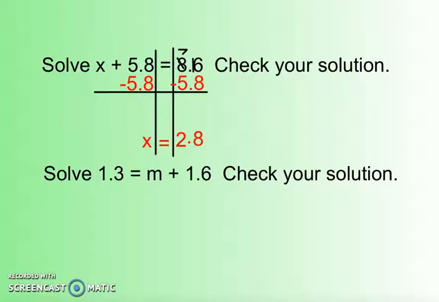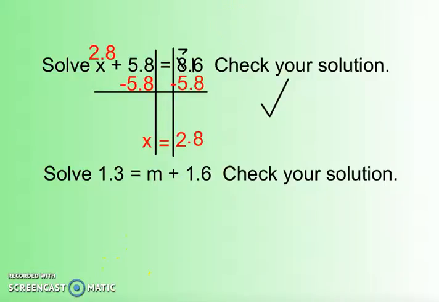Can I check that? Yes. I can actually take this 2.8 and put it back in for the missing number. So I can do 2.8 plus 5.8. Do I get to my original 8.6? Yes, it's a check, and I can make myself a little check. It's done.